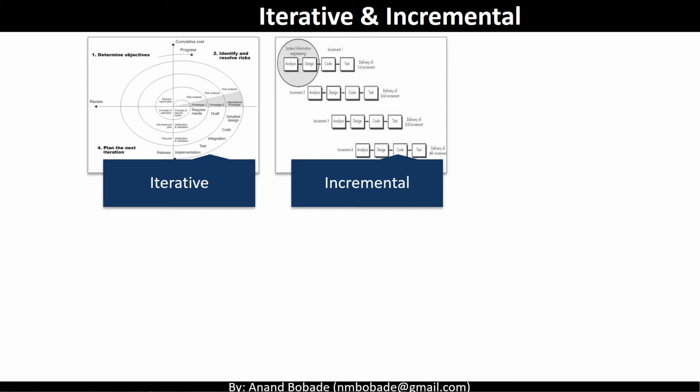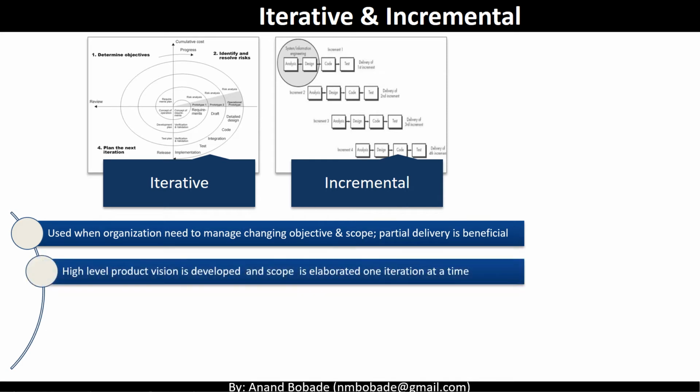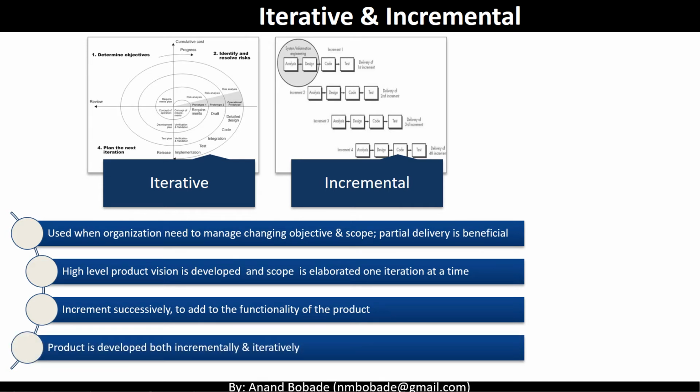Now, these approaches are used when organizations need to manage changing objectives and scope and partial delivery is beneficial. A high-level product vision is developed and then scope is elaborated one iteration at a time. Increments successively add more functionality to the product. And the product is developed both incrementally and iteratively. They look similar, but there are certain small differences. So let's understand this through an example.